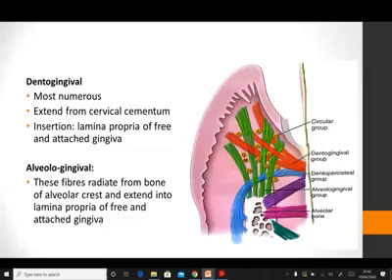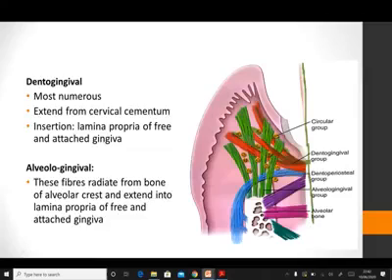So the dentogingival, the red ones are the dentogingival. They originate from the cervical cementum and then they insert into the lamina propria. This is the free gingiva, lamina propria of the free gingiva, and also the lamina propria of the attached gingiva. So these red bands here are the dentogingival.